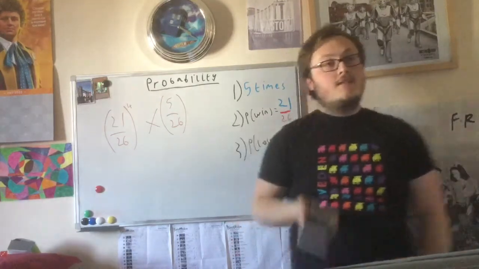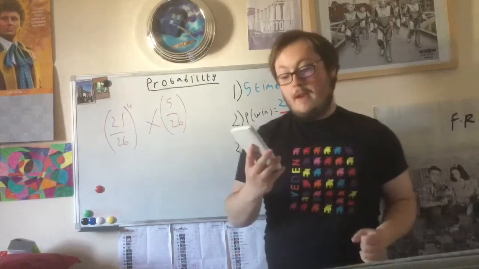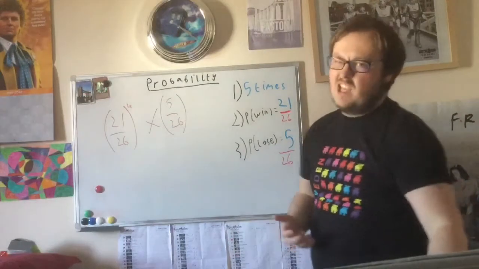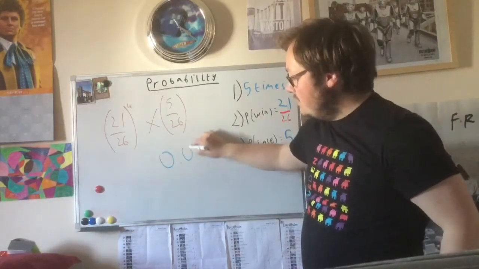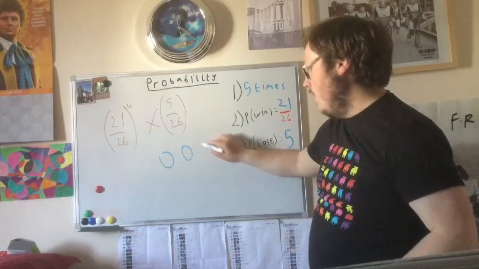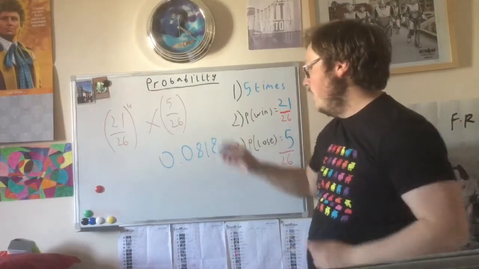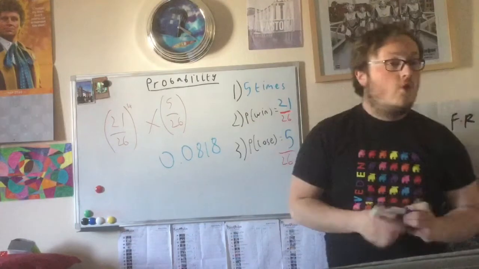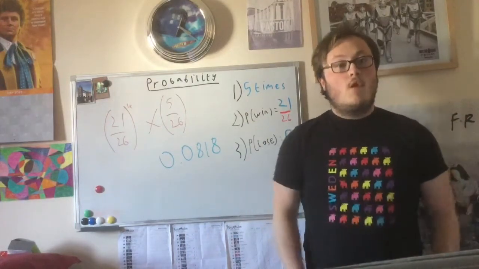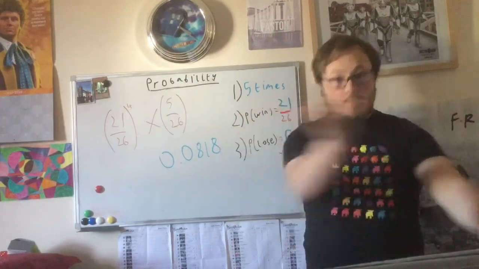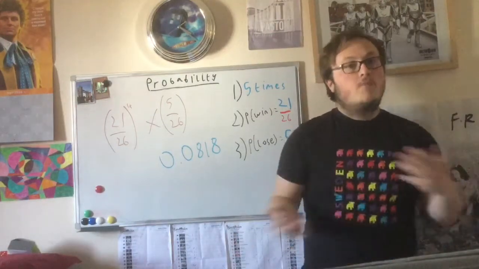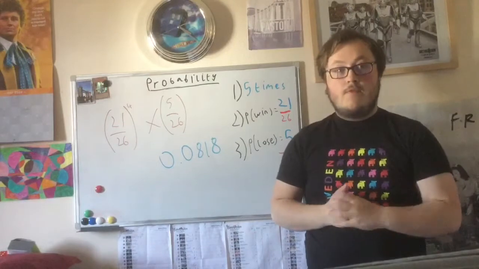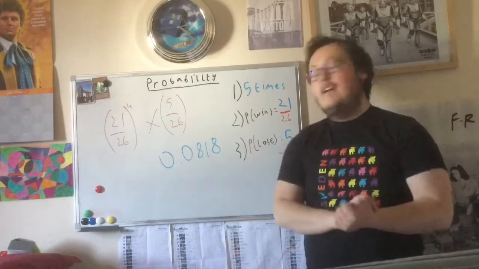Now when you get this, I'm going to do this to 4 decimal places because it's good to be a bit accurate, isn't it? And I got 0.0818. So if I was to draw 5 flags at random out of this pot and I put them back in the pot after each time, the probability that I would draw 4 out of 5 red flags is this.